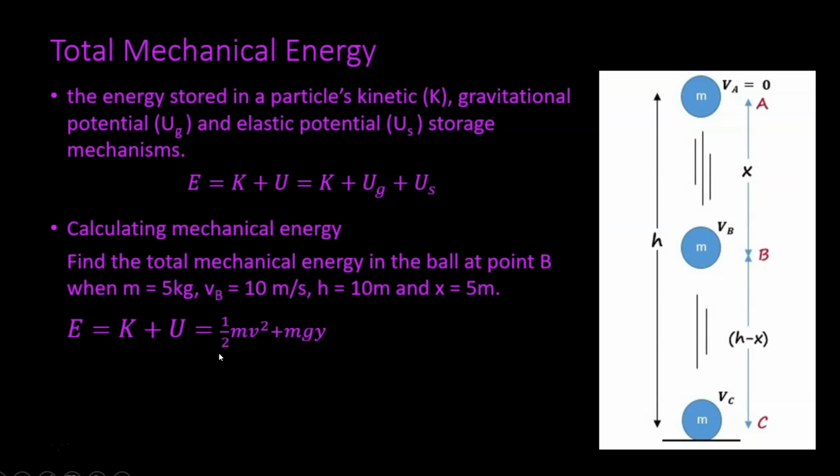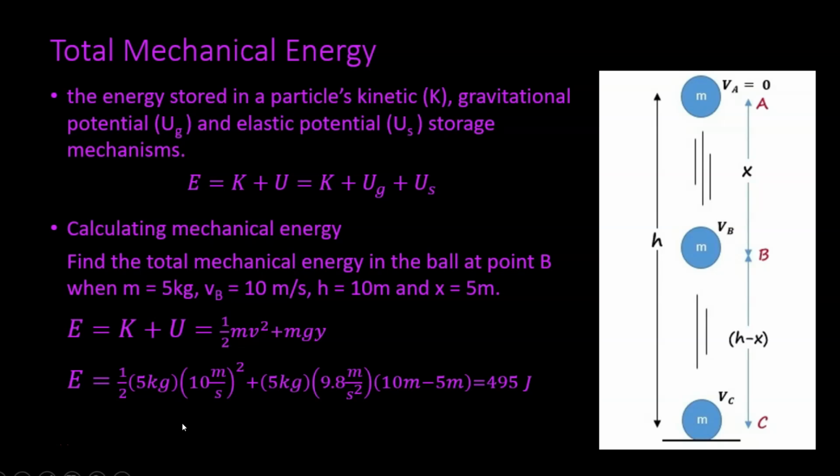Here's our mechanical energy equation. Now we have to take the K and the U and break it into more specific formulas that we can use to calculate the actual amounts. So for kinetic, it's equal to 1/2 the mass of the object times the object's velocity squared. And the gravitational potential energy is the mass times the strength of the gravitational field times the distance above or below the reference point. And in this case, we made the ground the 0 reference point. Notice we do not have any elastic potential energy. Well, we go ahead and plug in our numbers, and we find that at point B, the ball has 495 joules of total mechanical energy.